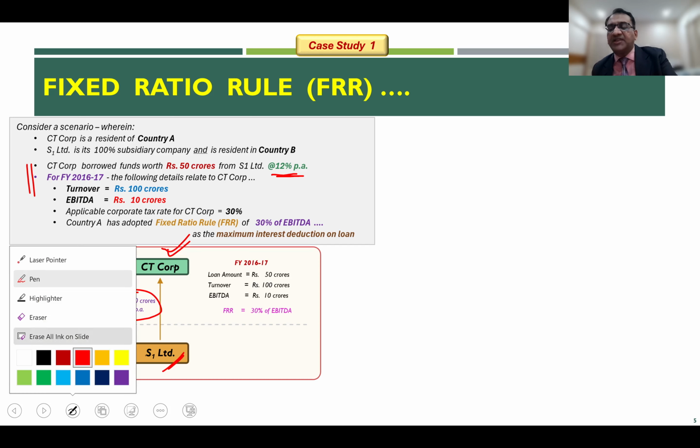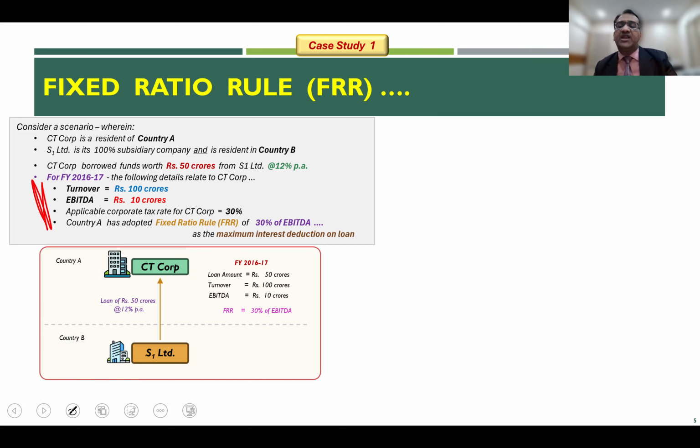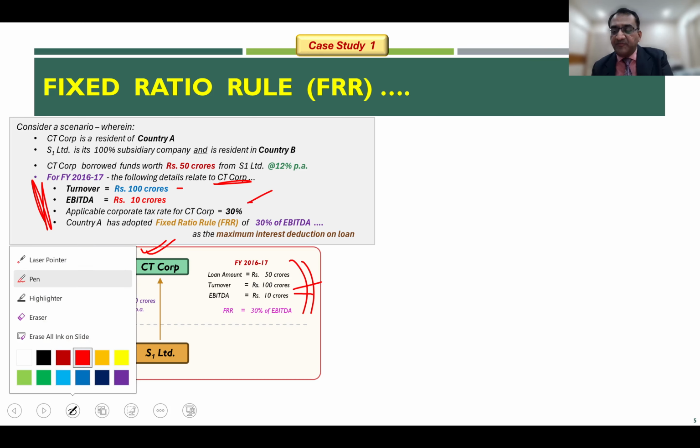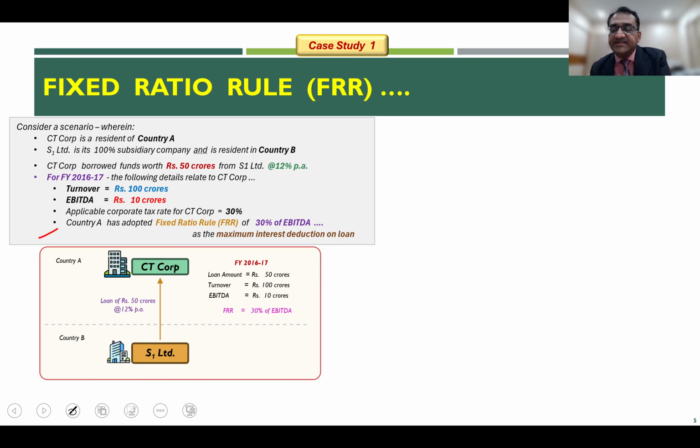Now, if you look at the financial records for the year 2016-17, which is the year for which we are assessing this, let us say City Corp had given us this financial information: for 16-17, the turnover of this entity was 100 crore rupees and EBITDA was 10 crore rupees. The applicable tax rate is 30%. What is most important is this point.